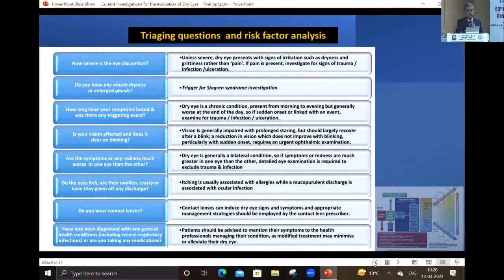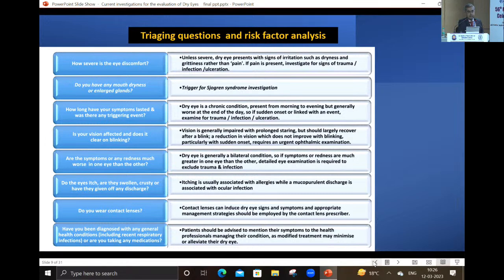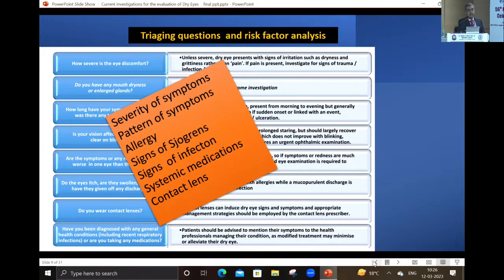Triaging questions: there may be diseases with symptoms very similar to dry eye, and we have to rule them out and find out if there are any underlying risk factors like contact lens, any systemic medication the patient is using, any underlying infection, or whether the pattern and severity of the symptoms match that of a dry eye.